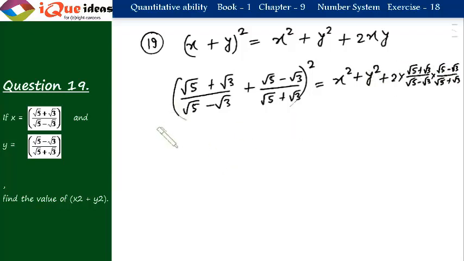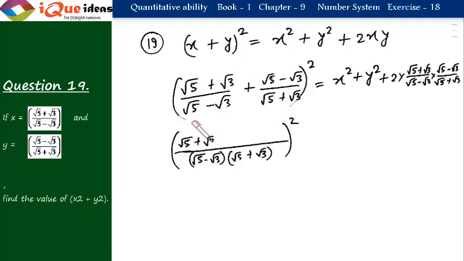Now on the right hand side again, the whole thing is inside the whole square. Denominator will be LCM, root 5 minus root 3 into root 5 plus root 3. So root 5 minus root 3 into root 5 plus root 3. Whereas in denominator, it will be root 5 plus root 3 into root 5 plus root 3. So it will be root 5 plus root 3 whole square. Plus the other part will be root 5 minus root 3 into root 5 minus root 3. So it will be root 5 minus root 3 whole square. And on the right hand side, it will be x square plus y square plus 2.